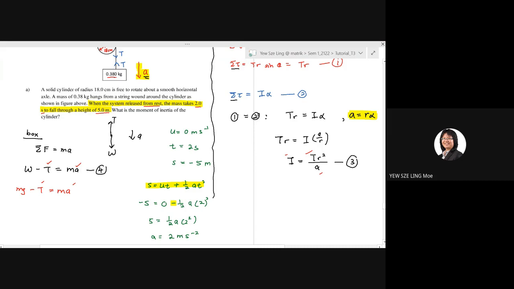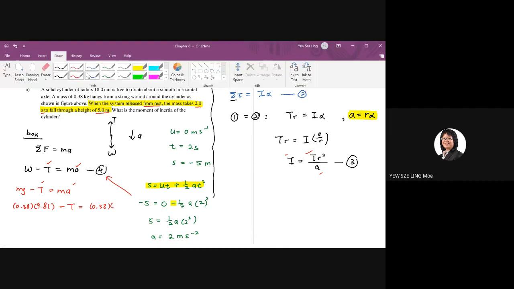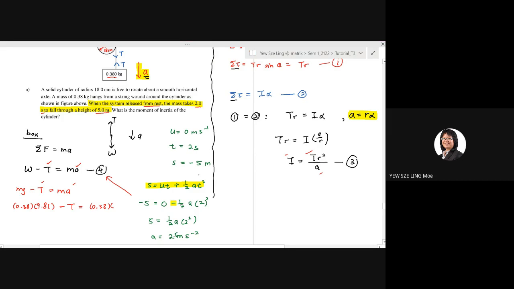Now that you have a, you can then calculate T. Go back to equation number 4. The mass of the box is 0.38, g is 9.81, minus T equals 0.38 times 2.5, not 2, but 2.5. Then T is equal to 2.78 Newton.